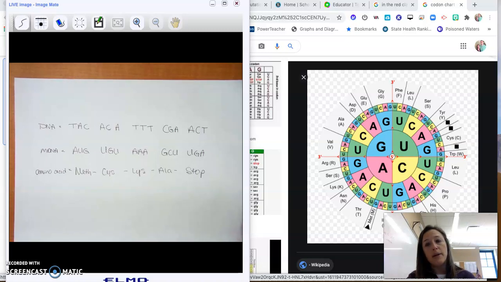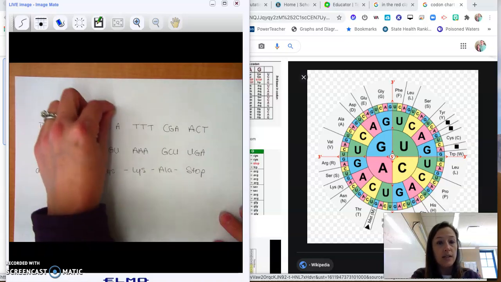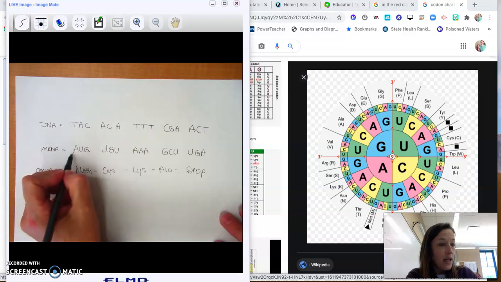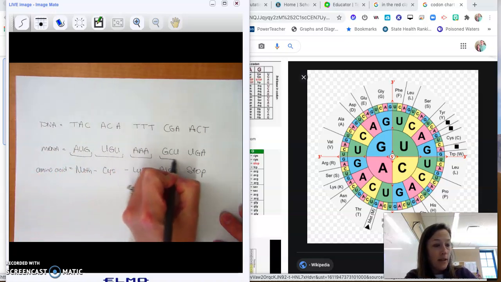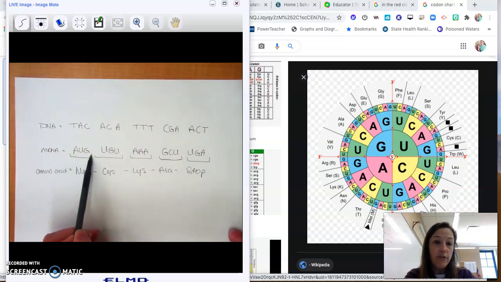So the two types are a base pair substitution and a frameshift. A base pair substitution is where I'm going to take one out and put a different one in. Okay, and so I have substituted one base for another. A frameshift, if you'll notice, I wrote these in threes because when the mRNA is read, it is read in threes. Okay, and so that's called the reading frame.